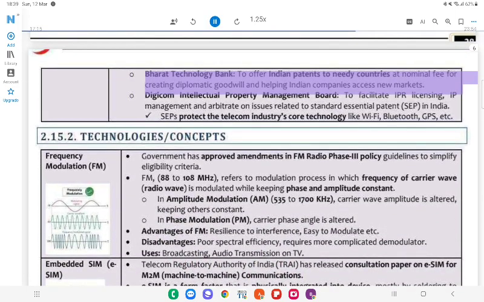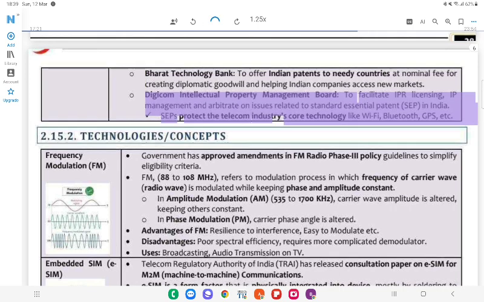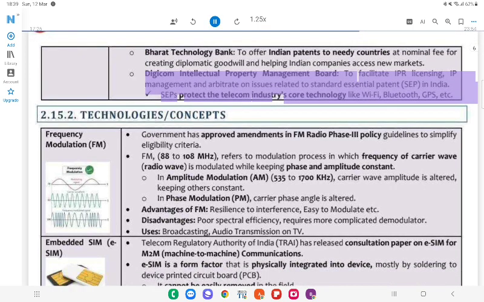Bharat Technology Bank to offer Indian patents to needy countries at nominal fee for creating diplomatic goodwill and helping Indian companies access new markets. Digicom Intellectual Property Management Board to facilitate IPR licensing, IP management and arbitrate on issues related to standard essential patents, SEPs, in India. SEPs protect the telecom industry's essential technologies like Wi-Fi, Bluetooth, GPS, etc.